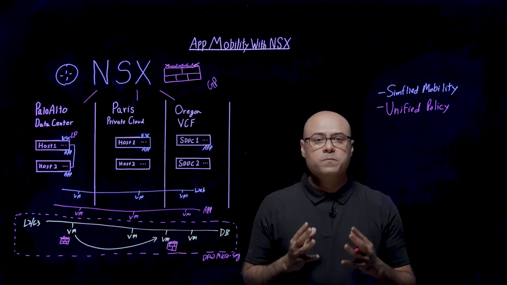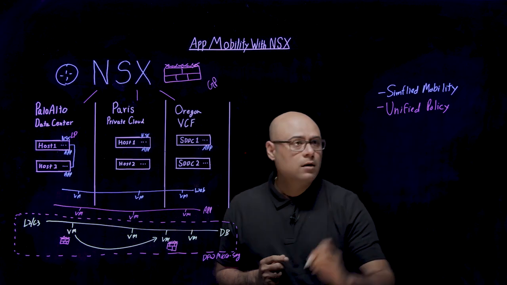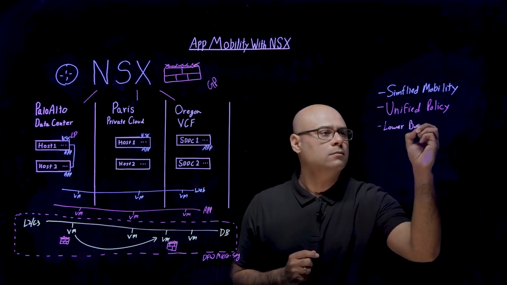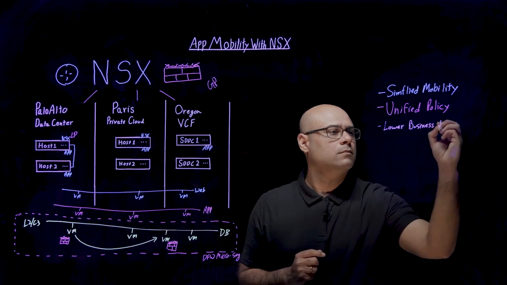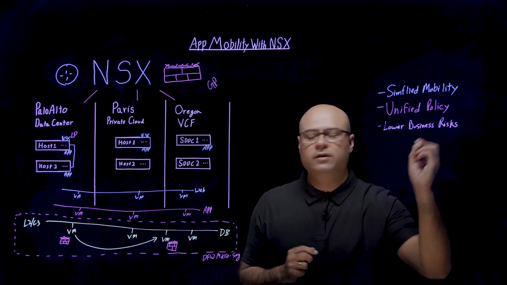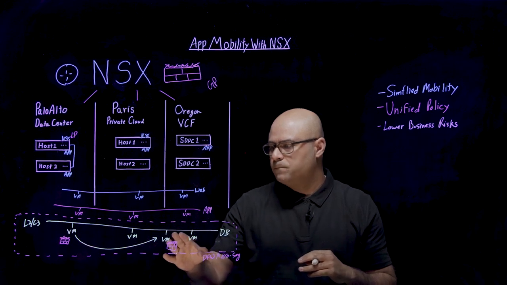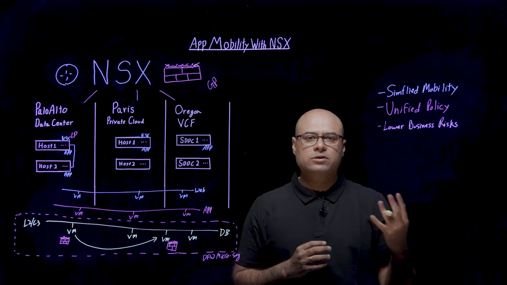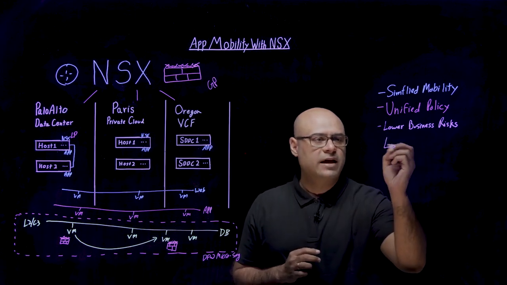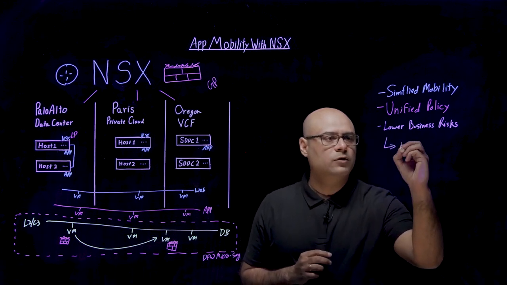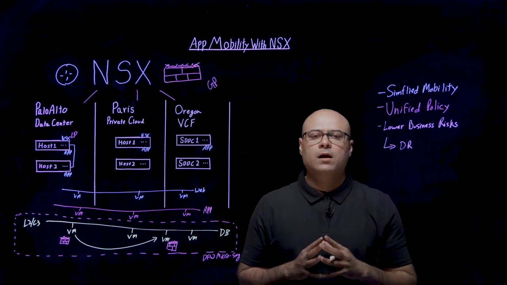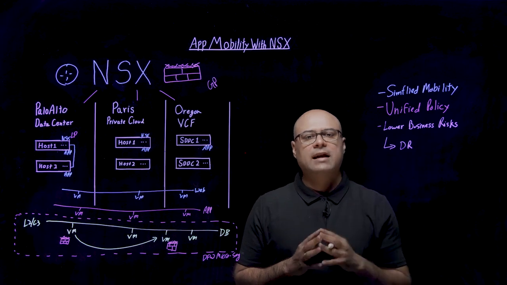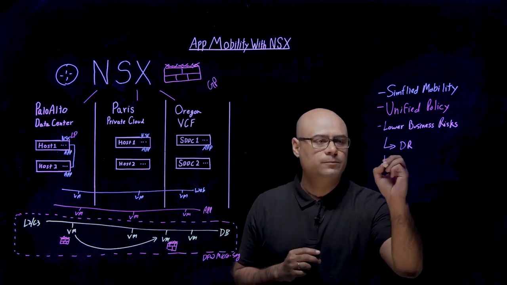Now, combining both brings low business risks for our customer. Let's write that down. There is minimal to no downtime when these VM migrations are happening, and it also enables a lot of other use cases to save time and money for customers, use cases like disaster recovery. And NSX supports both active-active and active-standby architecture for DR.